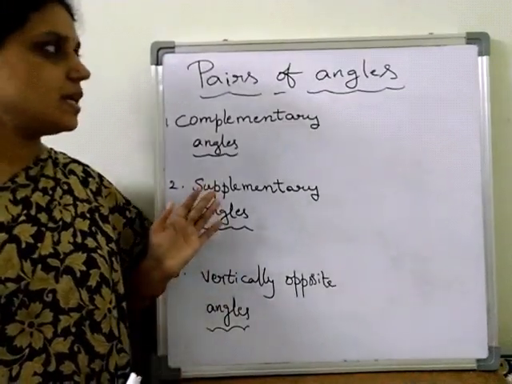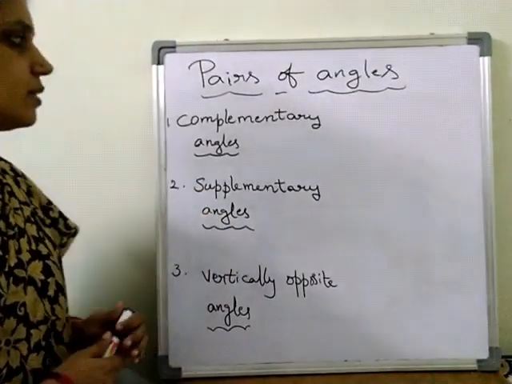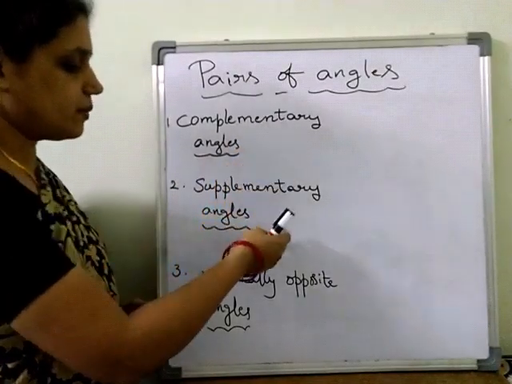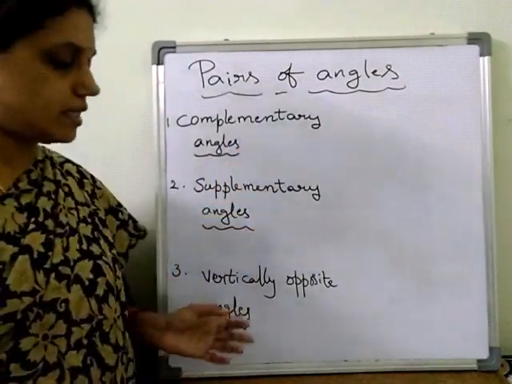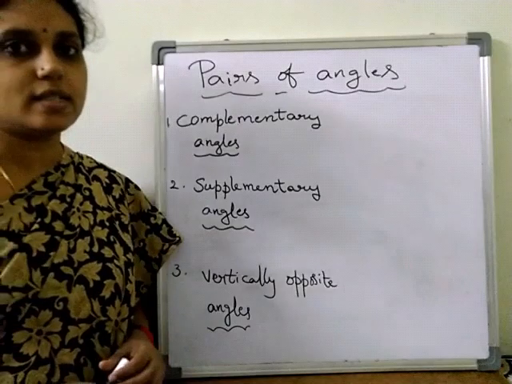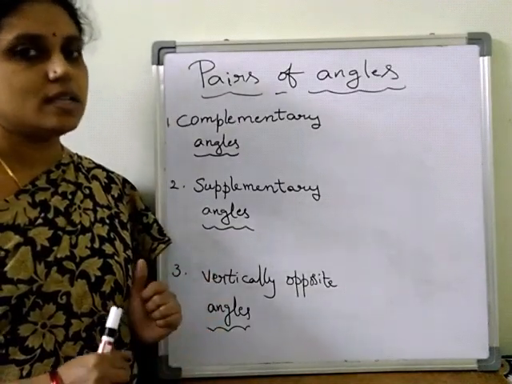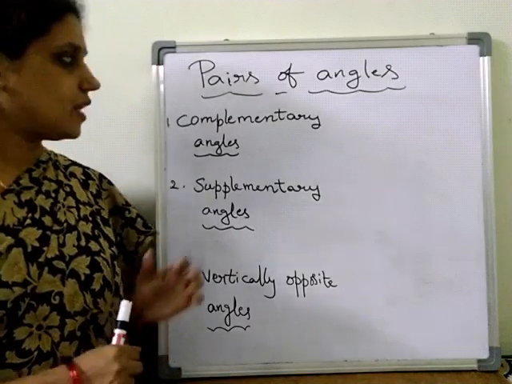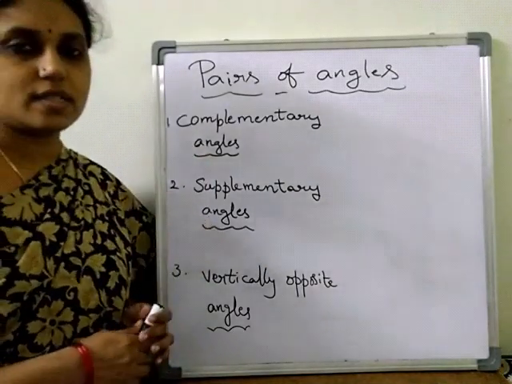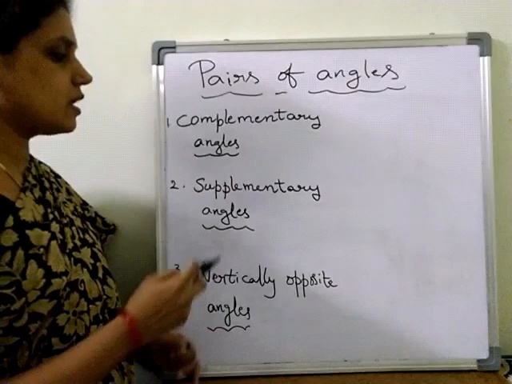Next concept is pairs of angles. So here we have complementary angles, supplementary angles, vertically opposite angles, adjacent angles, and linear pair also. Okay, these all we have actually learned in 7th grade. So now, just once again, we want to recall all those.